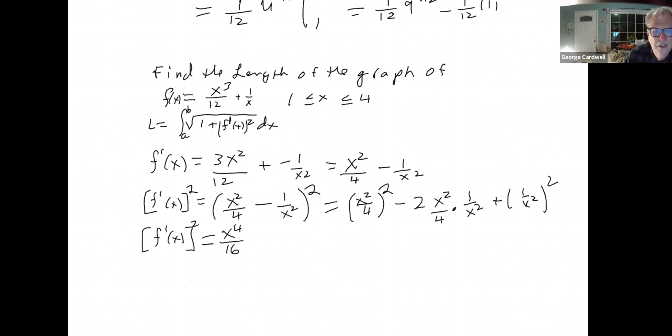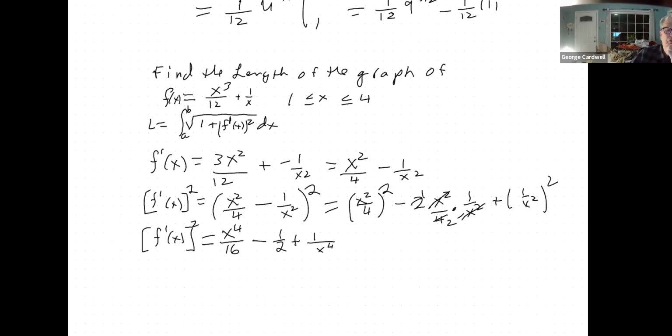Here, notice your x squares cancel, right? And 2 over 4 is a half. So you just end up with minus a half here. And then 1 over x squared squared, 1 squared is 1, and x squared squared would be x to the 4th. Okay. So that's f prime x squared.